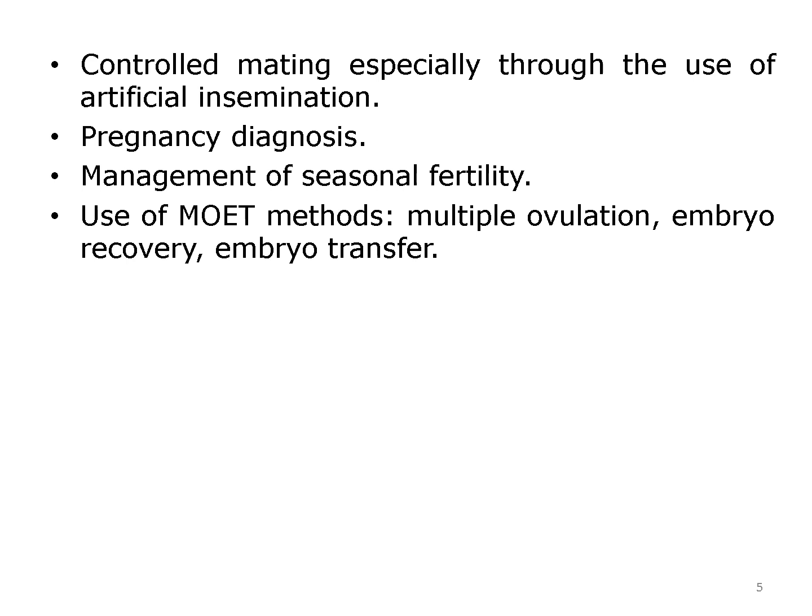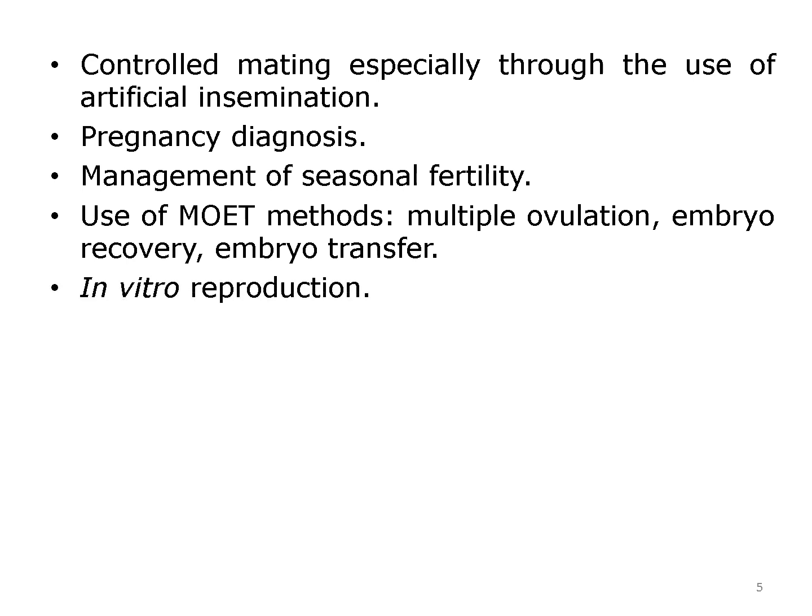We can also use MOET and other methods. MOET is a method that is used to produce multiple ovulation in farm animals, and then the embryos can be recovered and then transferred into surrogate dams.